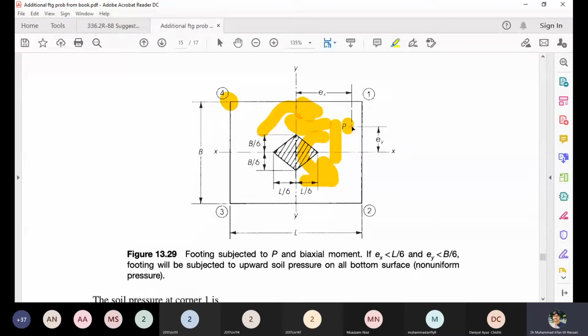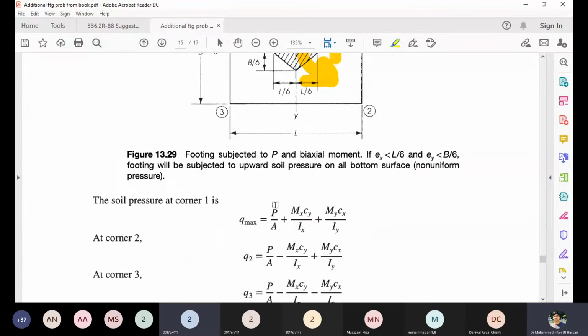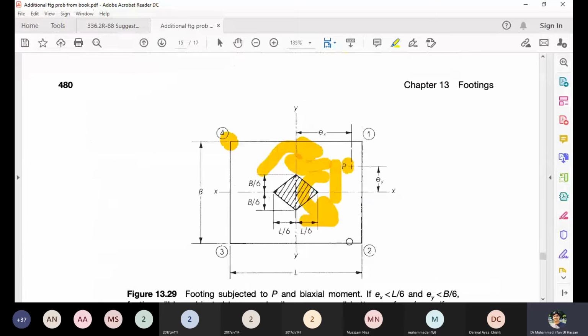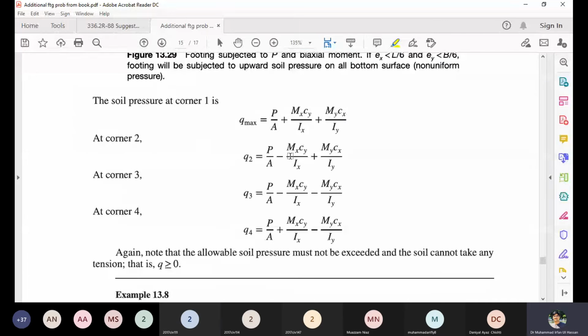But My is developing the compression on the right side at points 1 and 2, and My is developing the tension at points 3 and 4. So therefore, you have to see the plus minus sign. It is plus with the Mx, but minus with the My. So when any moment is developing the tension, that point comes out to be minus. These 1, 2, 3, 4 are the four corners, and the pressure at the four corners is computed by these formulas.